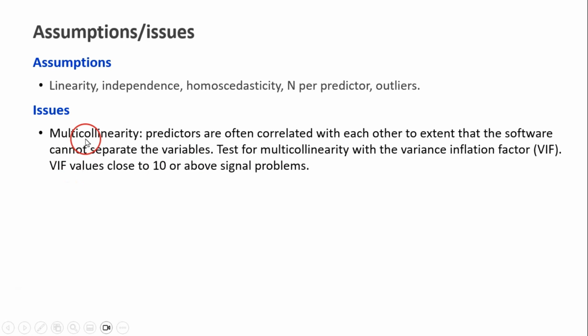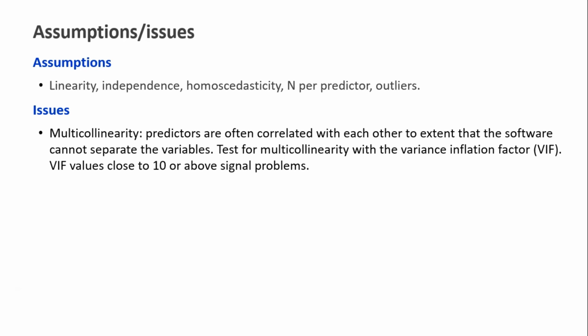And the issue here is called multicollinearity. In this case, the predictors are often correlated quite a bit with each other, and they're correlated with each other to the extent that the software cannot separate them out. In other words, the variables you have are so correlated with each other that the computer program can't determine if there's more than one variable there, because they're so alike. It's as if there's just one variable. So that's a problem.